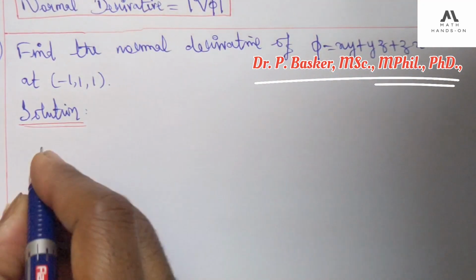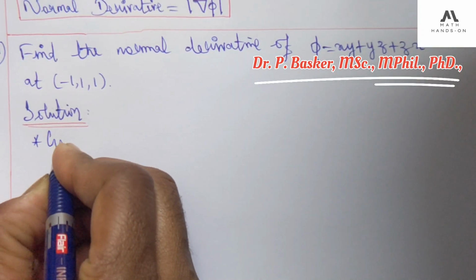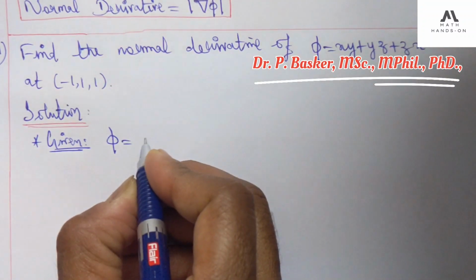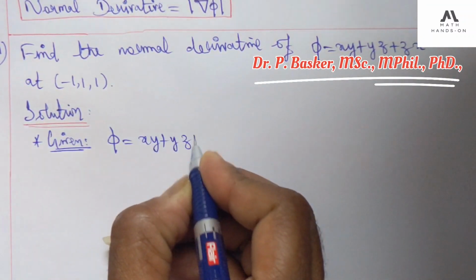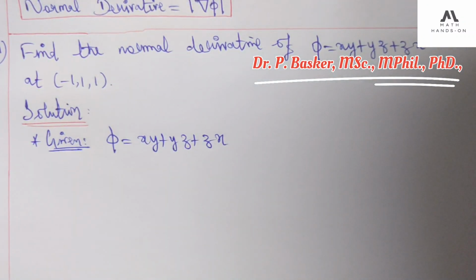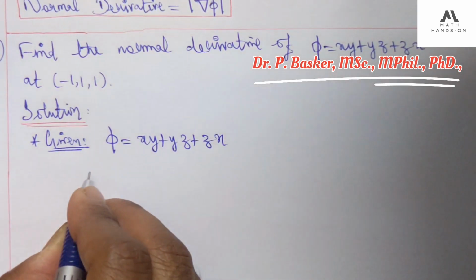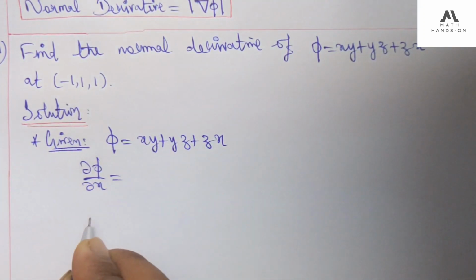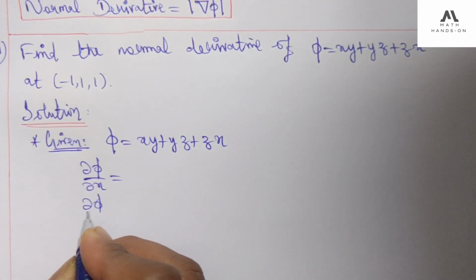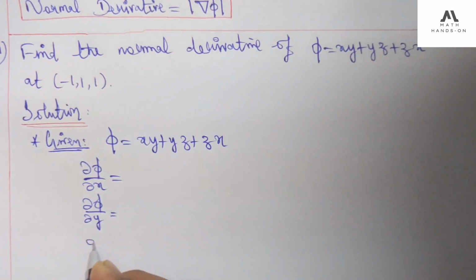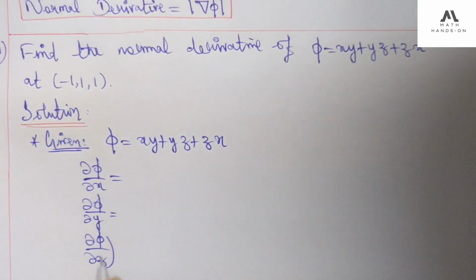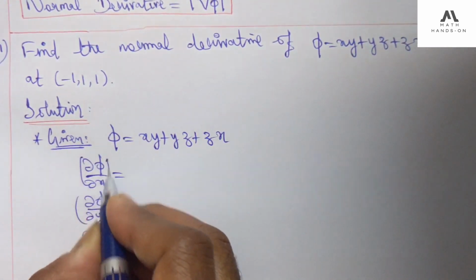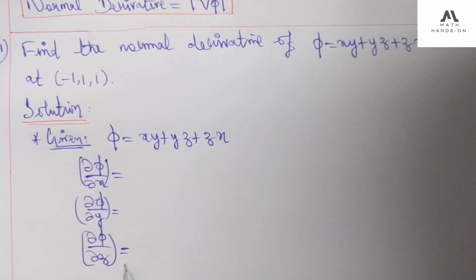First write down the given function. Given phi is equal to xy plus yz plus zx. By using phi we can find dou phi by dou x, dou phi by dou y, dou phi by dou z. So these three are the derivatives.